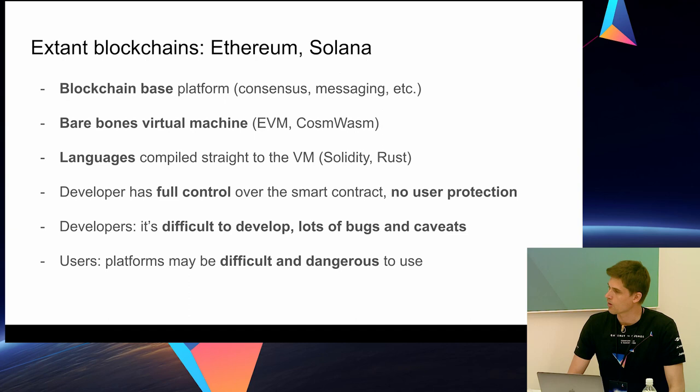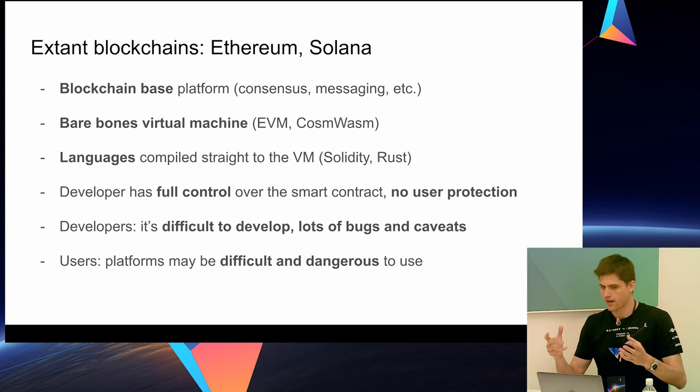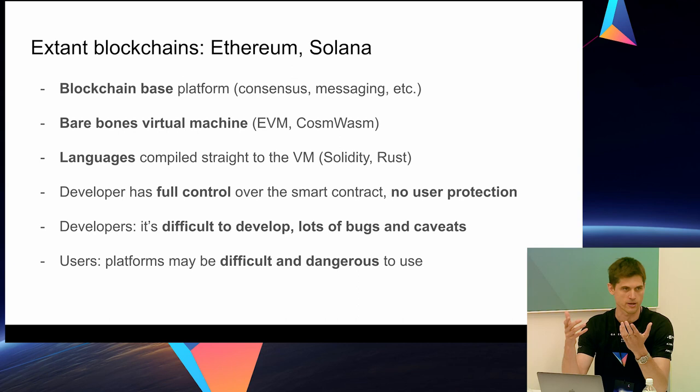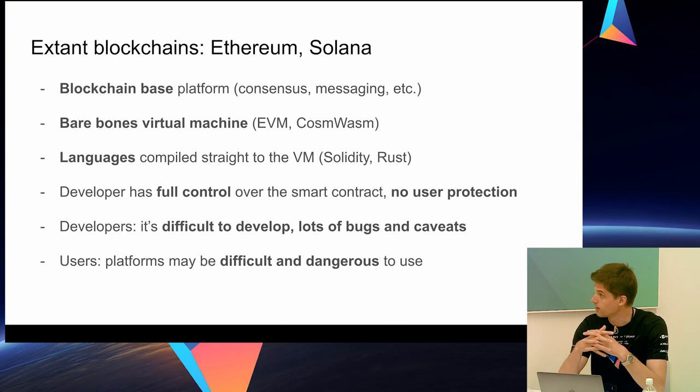What are the blockchains that we're used to, if you've deployed on any blockchains? Today you get a blockchain base layer. You get the platform which does the consensus for you and provides a virtual machine. And you compile your code straight onto that virtual machine. If we're talking Windows, imagine everything you write is a driver. Everything you write as a device driver sits right on top of the hardware and can do whatever it wants. So this is where we are mostly today.